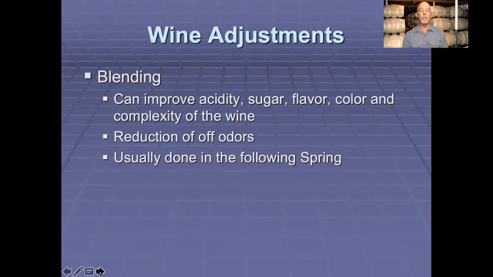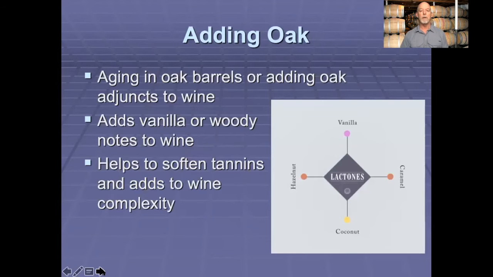And blending is one of the more common adjustments one can make. You can improve the acidity, the sugar, the flavor, the color, and the complexity of the wine simply by blending either large portions or very small portions of wines to have a big impact on the wine quality. This can also reduce off odors if you have them, and this is usually done in the following spring after the fermentation, before bottling.